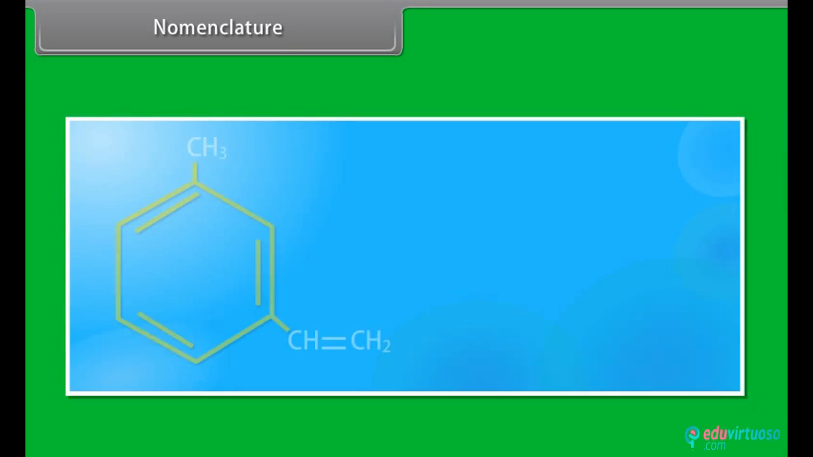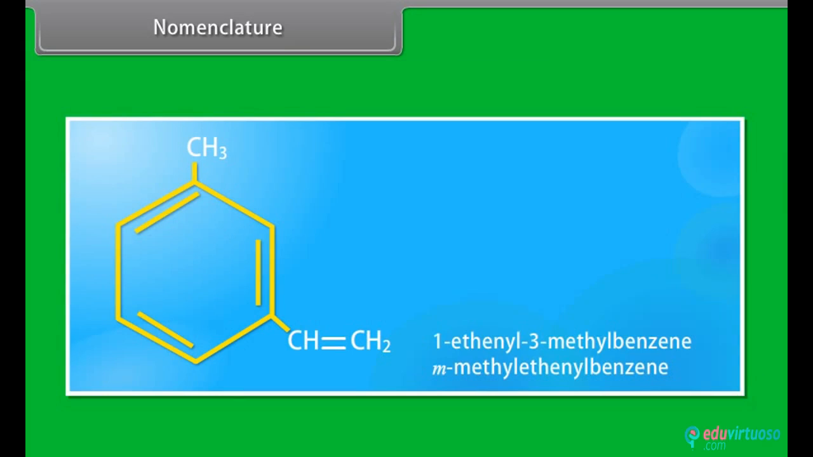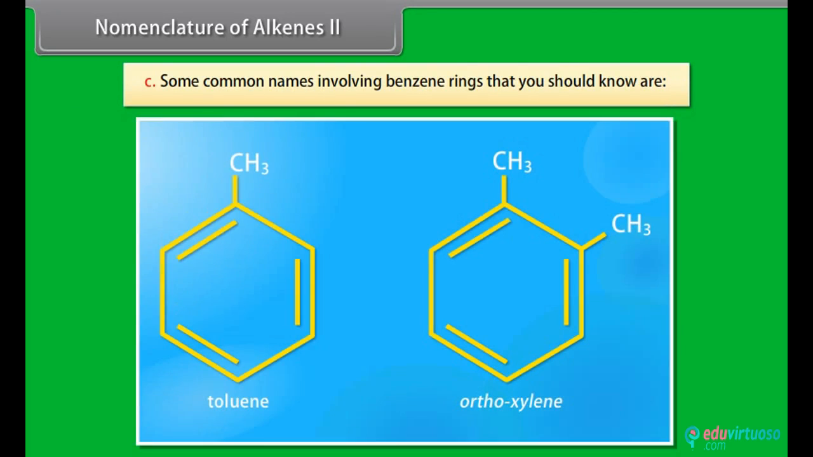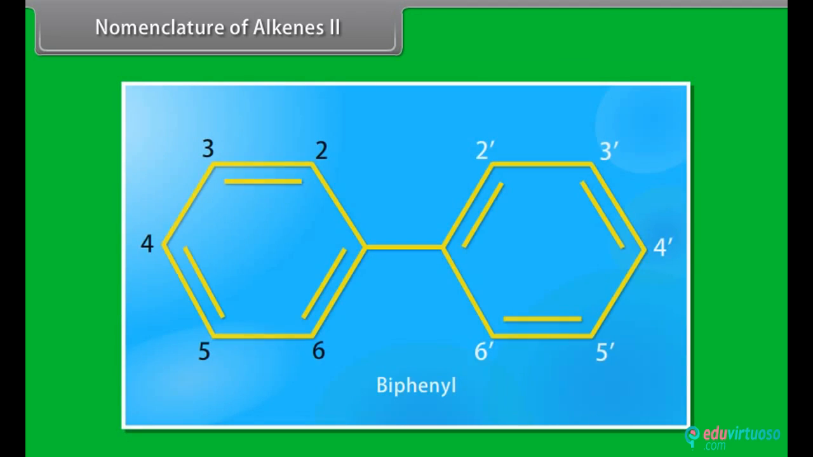o-methyl-ethylbenzene. Can you name the given compound? It is 1-ethyl-3-methylbenzene, m-methyl-ethylbenzene. Nomenclature of Alkenes II. C. Some common names involving benzene rings that you should know are toluene and ortho-xylene. Biphenyl. Notice the numbering convention for this compound.